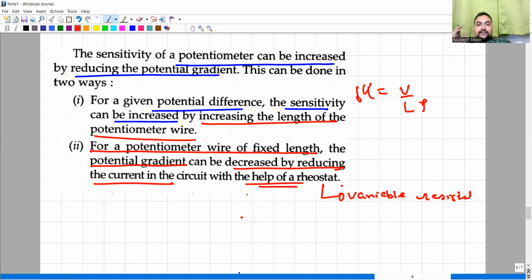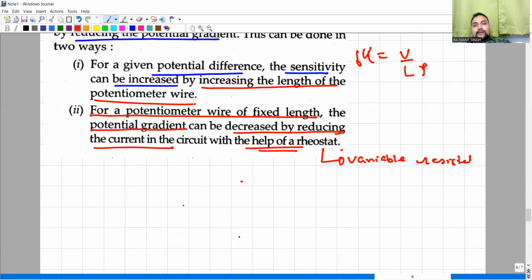Now, if you decrease the current in the circuit, V is equal to IR. Think in terms of the potential gradient, V by L. You can increase this and decrease this, or you can simply decrease this and decrease this. Same idea. And V is equal to again IR. So you can basically decrease the current and also decrease the potential difference. These two are very important points. Read this carefully.